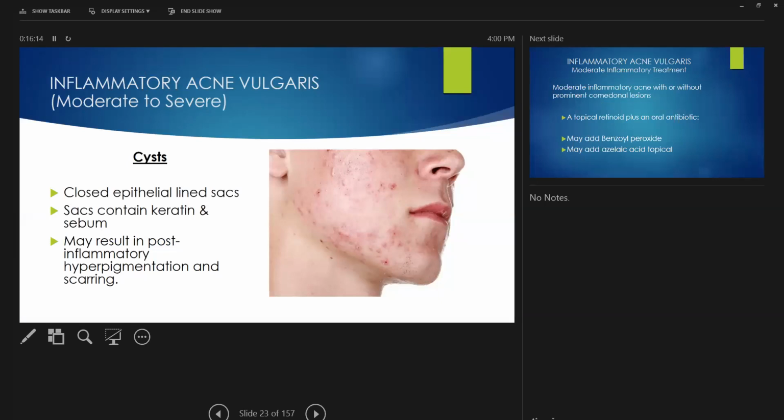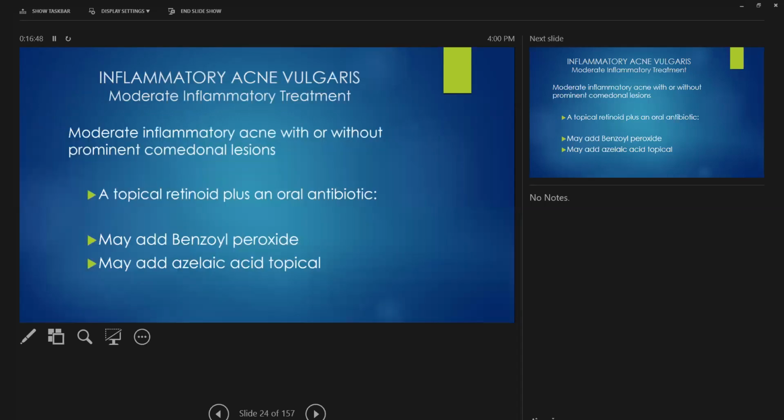So inflammatory acne vulgaris. This is moderate to severe. It's going to be closed epithelial lined sacs. The sacs contain keratin and sebum, and this may result in post-inflammatory hyperpigmentation and scarring. So that's why we want to address these more aggressively and treat more aggressively, as this acne can cause permanent scarring. Cystic acne is a little bit more severe and can cause lifelong effects.